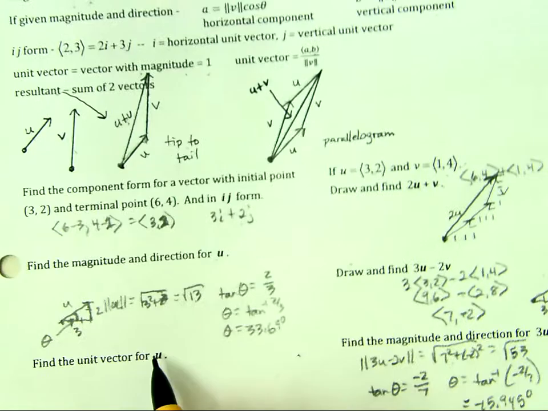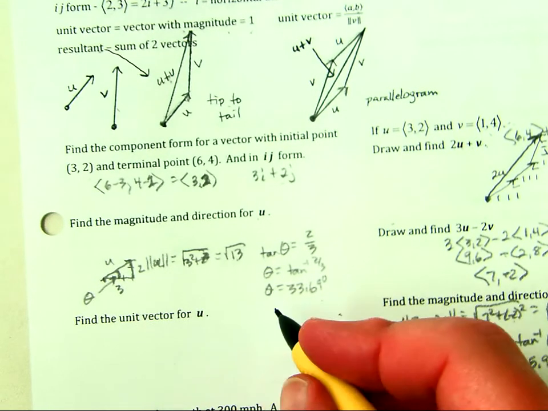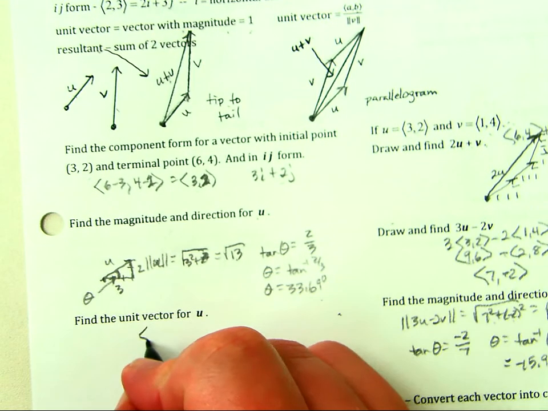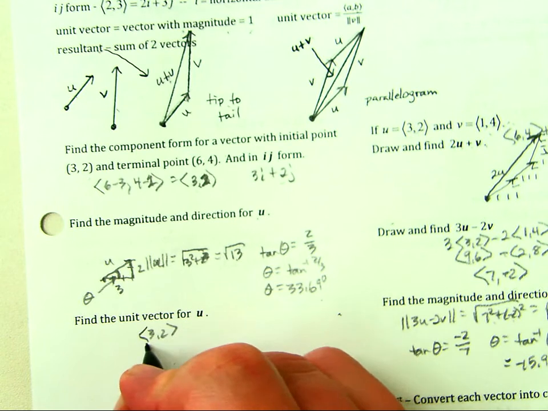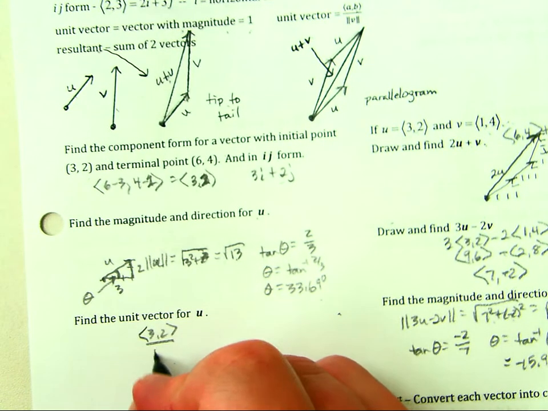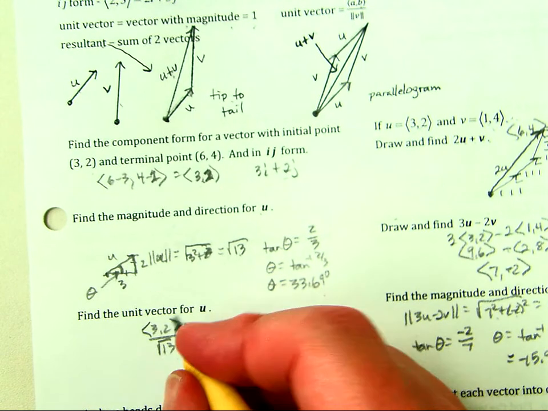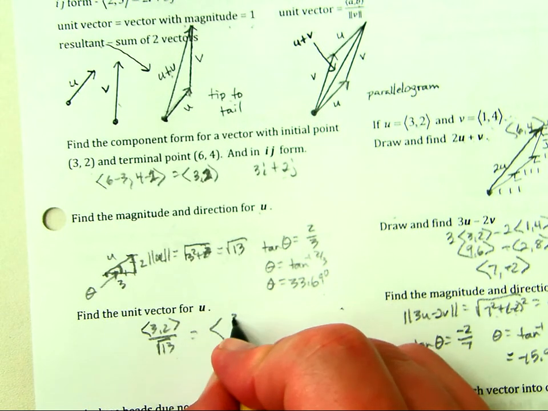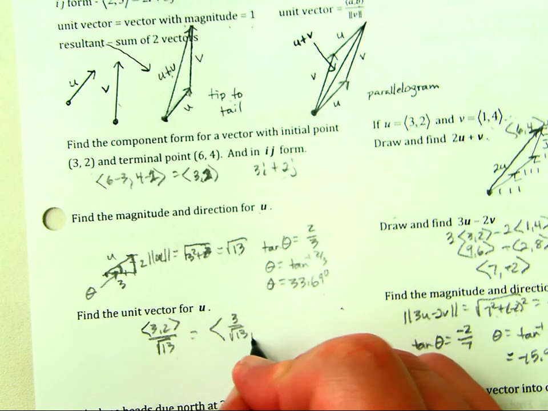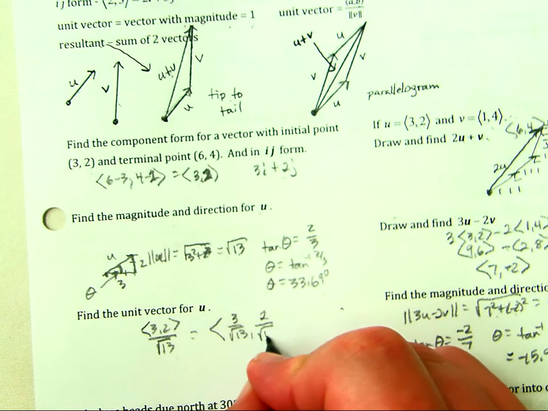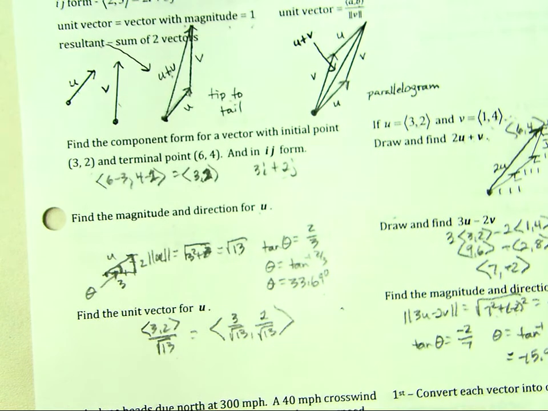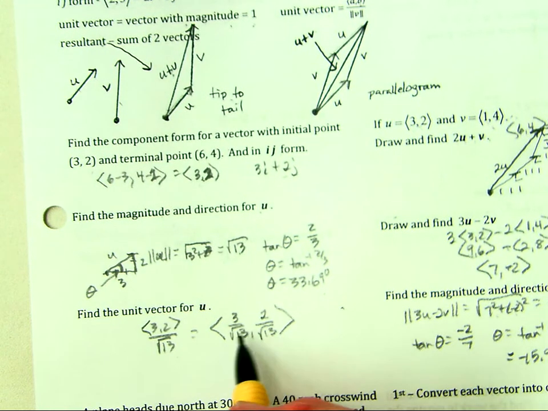Like here, if we're finding the unit vector for U, we take U, which was 3, 2, and divide it by our magnitude, which was the square root of 13. That gives us 3 over the square root of 13, comma 2 over the square root of 13. That would be our unit vector. If we found the magnitude of this, it would work out to be 1.